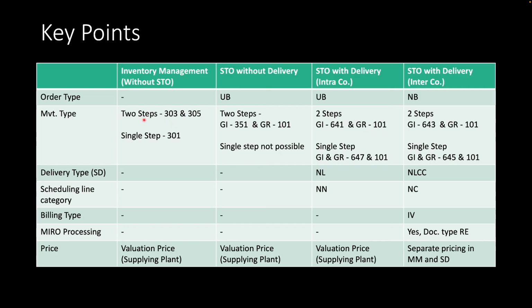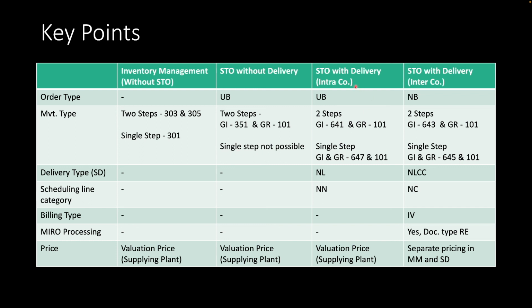Now in the inventory management route, the movement types that are posted are 303 and 305 if you are following the two-step process, and movement type 301 if you follow the single step process. For STO without delivery, you have only the two-step process possible. So in two steps, you have goods issue through 351 and goods receipt through 101. And you can see here single step is not possible.